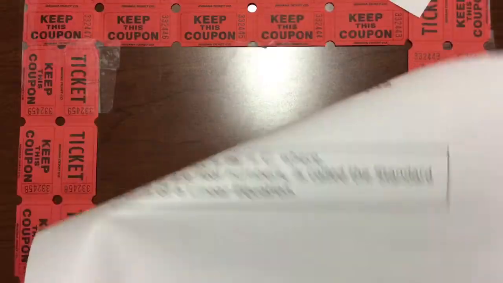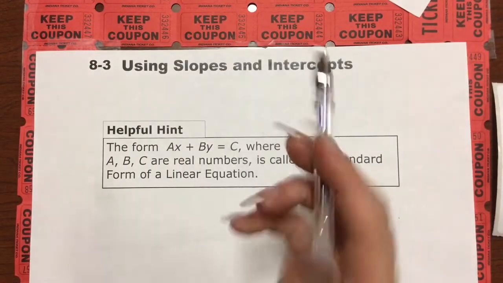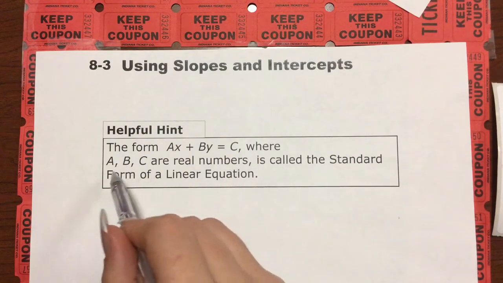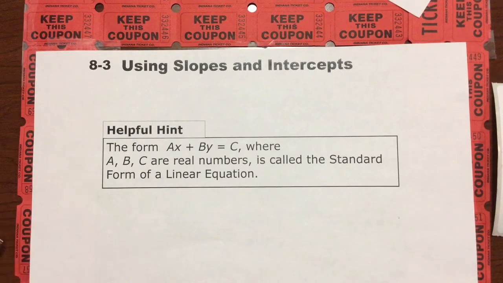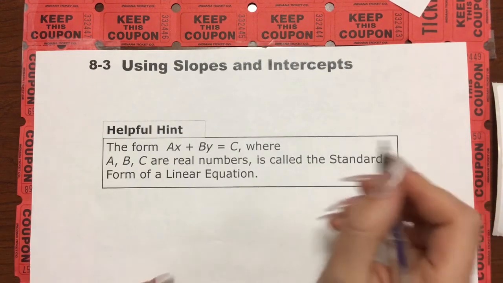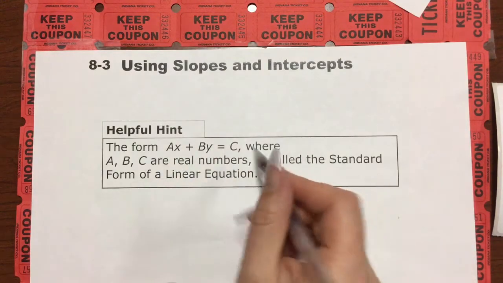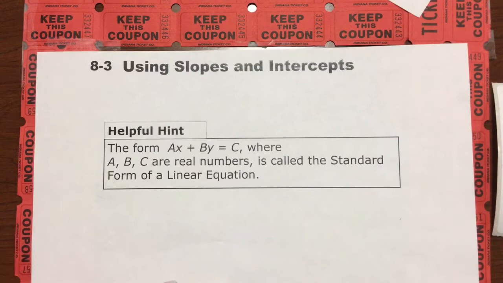It is a helpful hint. I love it when they're so helpful. Okay, this says the form ax plus by equals c, where a, b, and c are real numbers, is called the standard form of an equation. Okay, these are just some lovely forms of equations. So whenever you have the x and the y on the same side and you have numbers in front of them, and you have a number off to this, this is called the standard form.